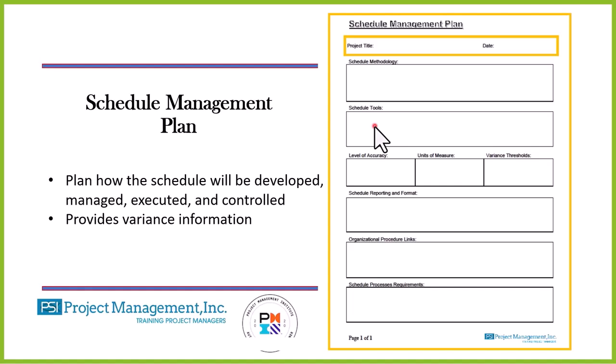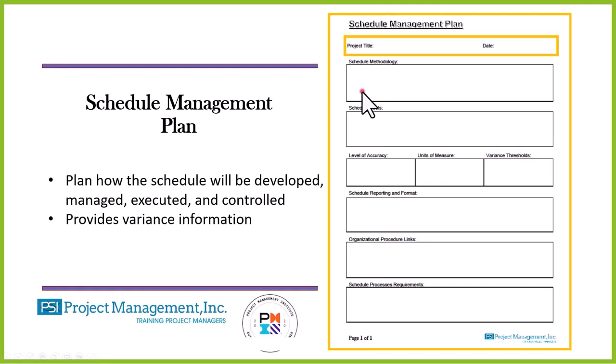You see, we may have a threshold there. As long as we stay within that threshold, we don't have a variance. If we exceed that threshold, then we have a variance, and we have to take action through a change request to correct that variance. You can see it's pretty straightforward.